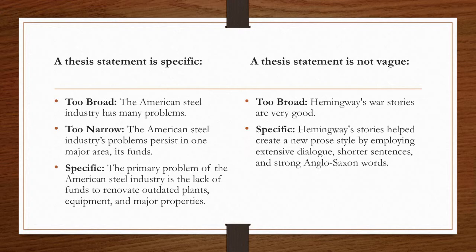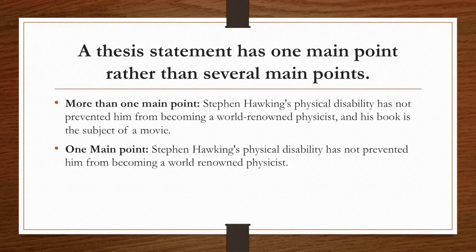So here's another example of something too broad. Hemingway's war stories are very good. That might be getting you to what you think about Hemingway, which might eventually lead to a thesis. It's too broad as it is. So here's a specific one. Hemingway's stories helped create a new prose style by employing extensive dialogue, shorter sentences, and strong Anglo-Saxon words. So now we have information about Hemingway's contribution to literature, and we have 3 points on which we are going to discuss them. A thesis statement has one main point rather than several main points.